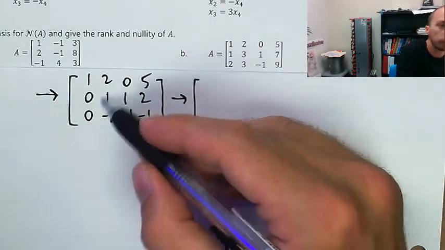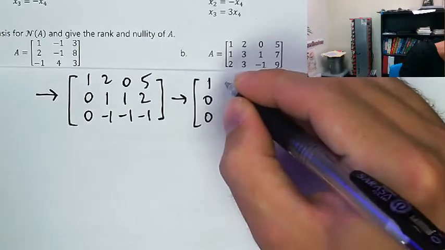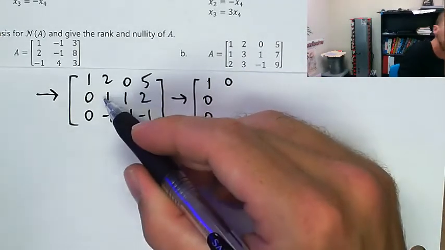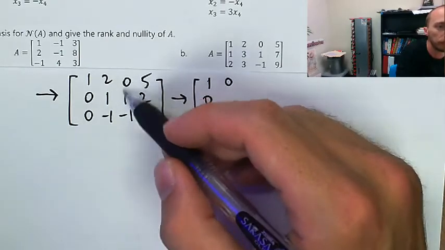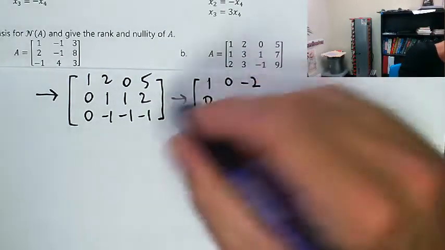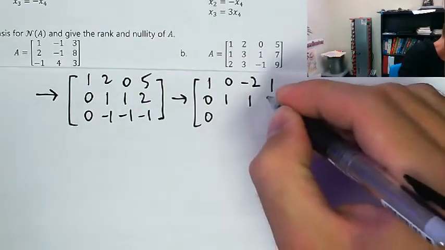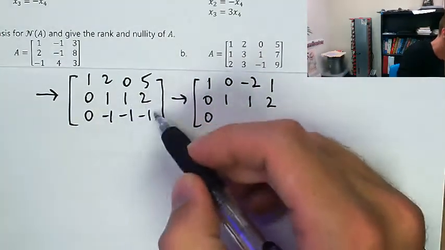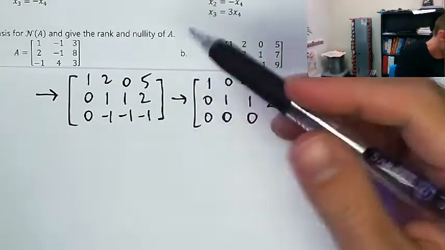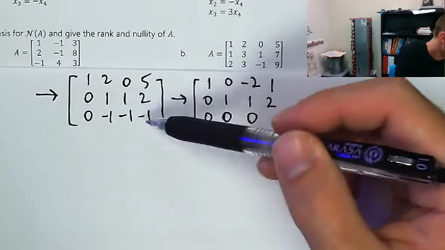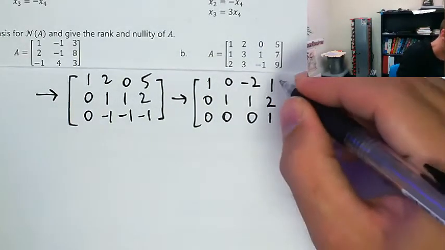So now I'm going to use this to clear out the rest of its column. So I'm going to subtract 2 copies of row 2 from row 1. So 2 minus 2 is 0. 0 minus 2 is -2. 5 minus 4 is 1. I still have 1, 1, 2. And then I'm going to add these down. So I'm going to get 0 and 0. And, hold on, what was I thinking here? Oh, I was just adding. So 2 minus 1 is 1.